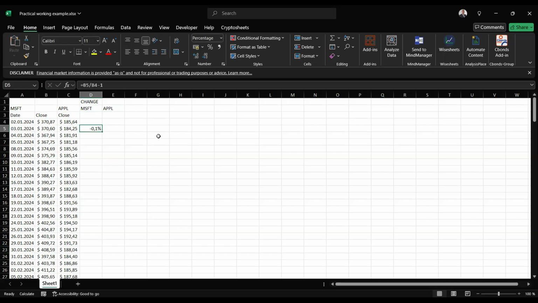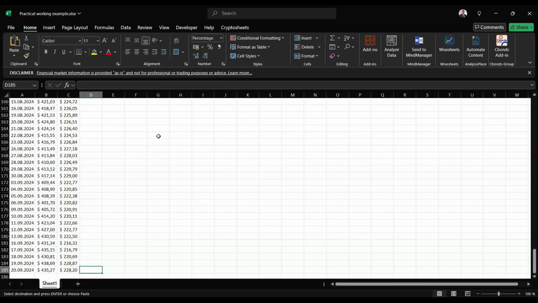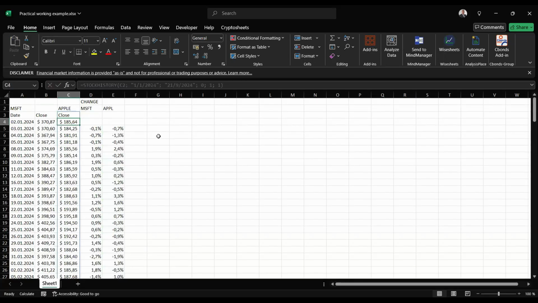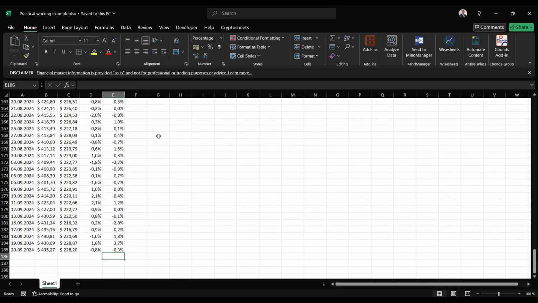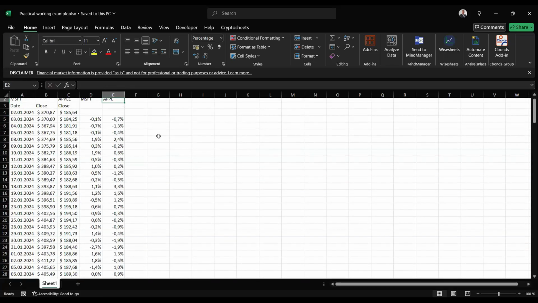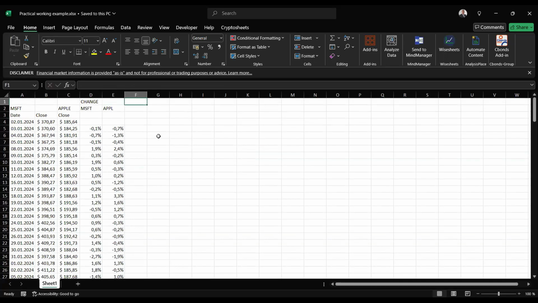0.1%. And we do the same for Apple equities. You can see the change was much bigger. So we have to spread it until the end of the period of time. You can see that the prices may change differently, and the volume of change, or an average volume of change, is usually defined by the volatility.